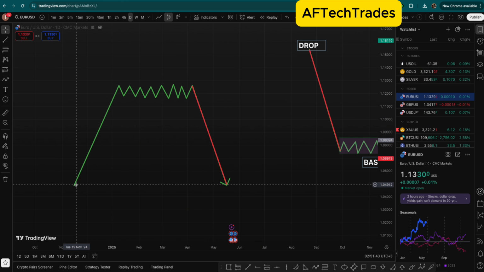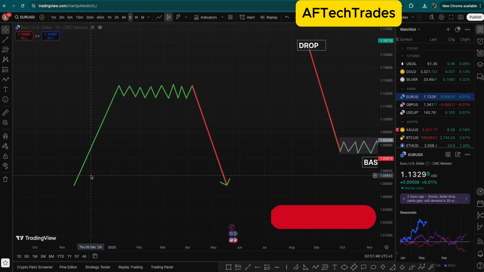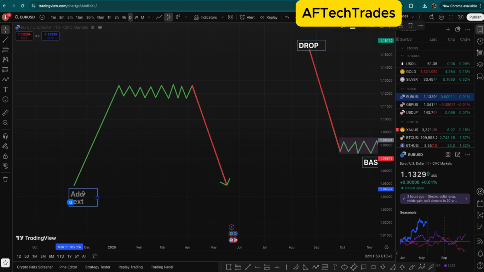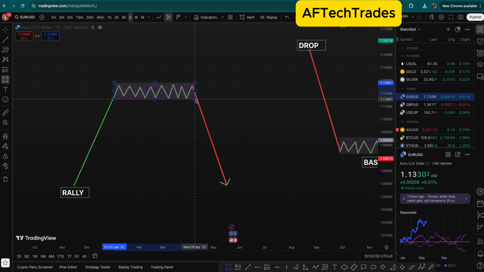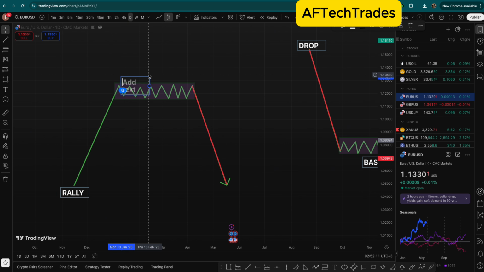So you see it was going up like this, which we refer to as the rally. Here is our rally, which is the upward movement. Then we have the base, which is the consolidation area, and we can also refer to it as the supply zone, right? We have the base, or call it the supply zone, right?